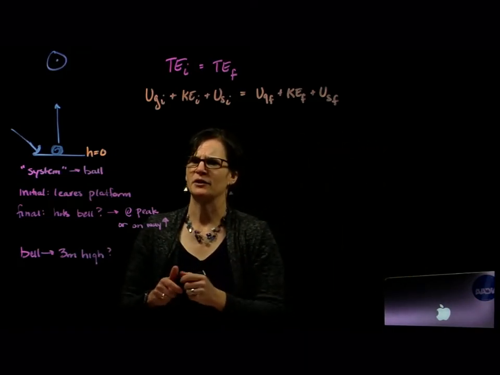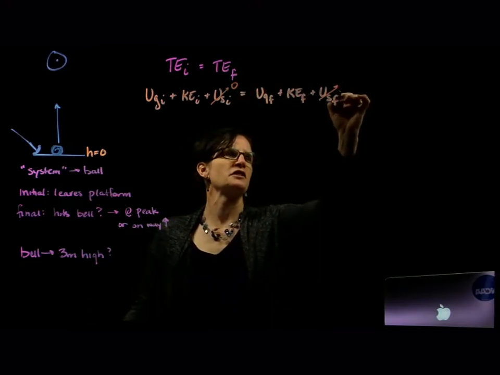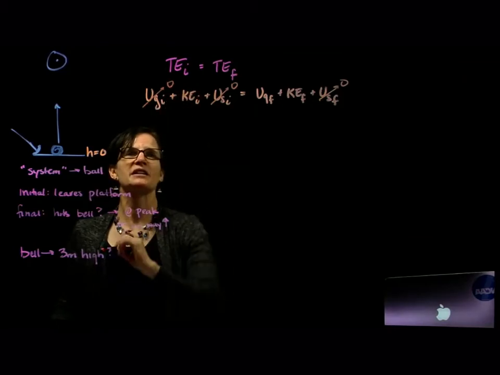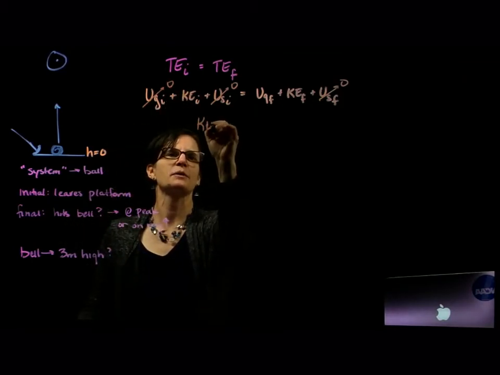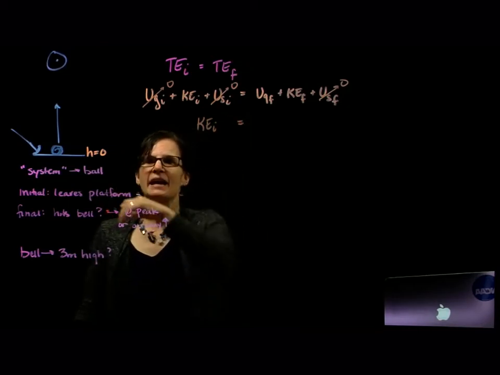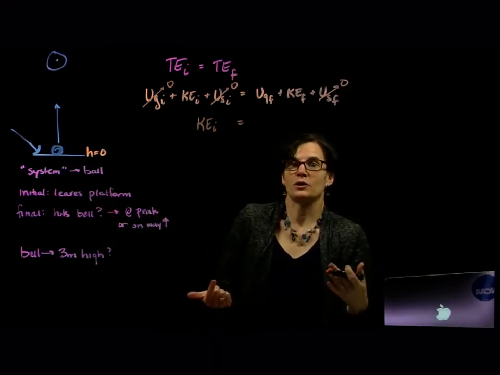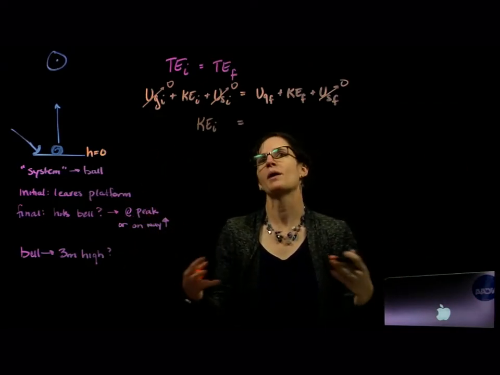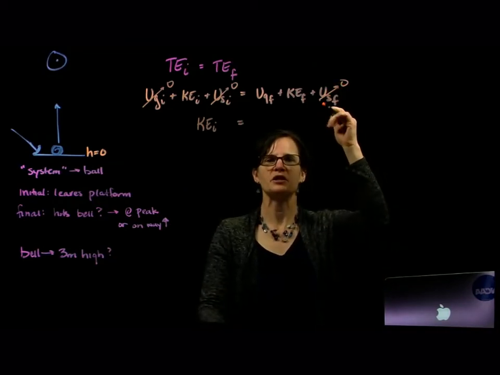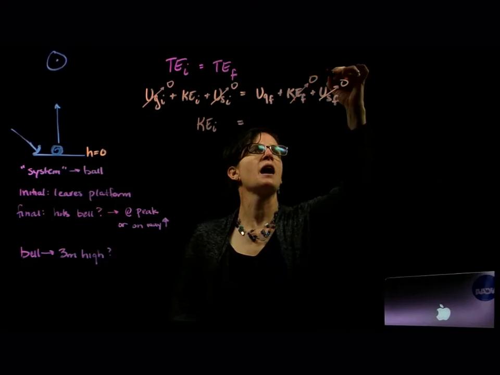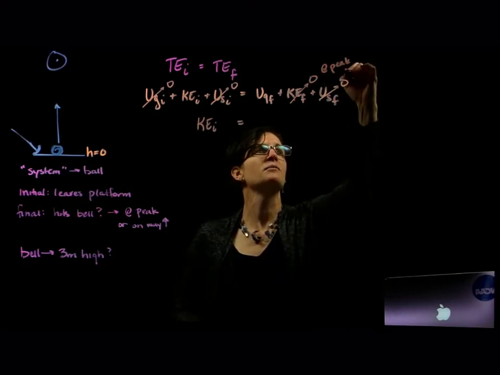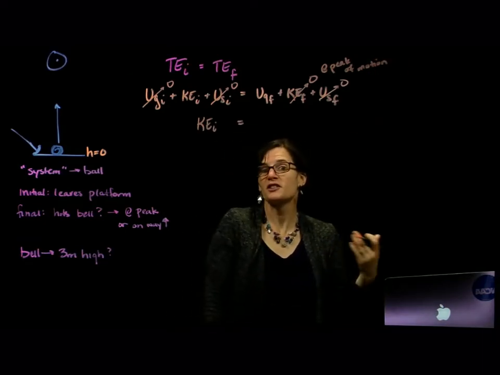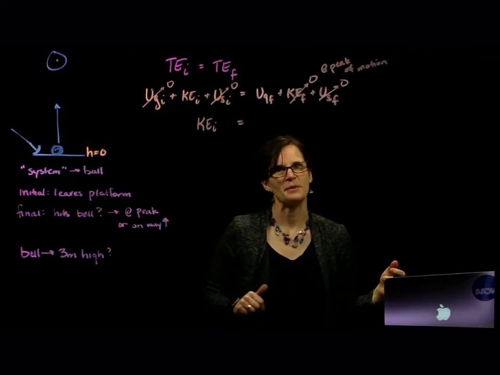Now, there's no spring involved, so that energy is 0. At the beginning, our height is equal to 0, so our initial potential energy is 0. So at the beginning, we're left just with kinetic energy. If I want to know how high the ball would go with this kinetic energy, I could solve the problem that way. What would be my final height when the ball reaches the top? When the ball reaches the peak of motion, the kinetic energy is 0. So I could solve for its peak of motion and compare it to my 3 meters.